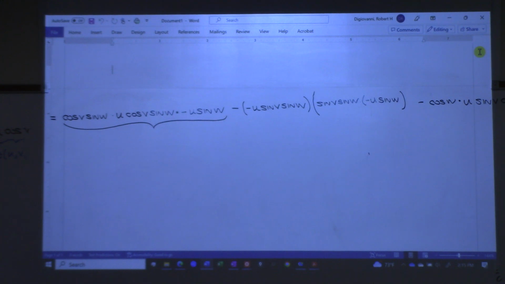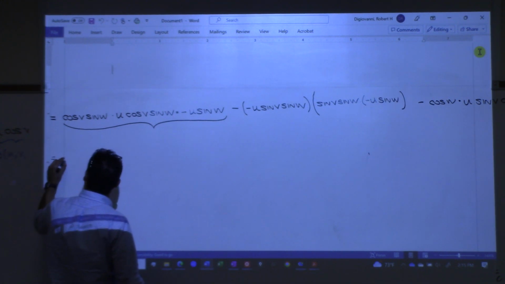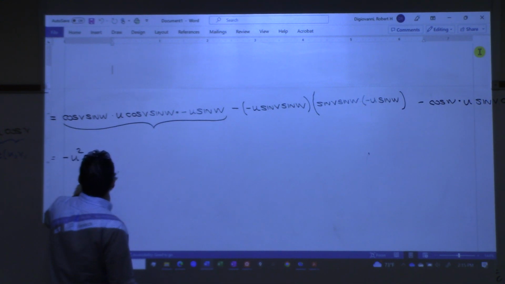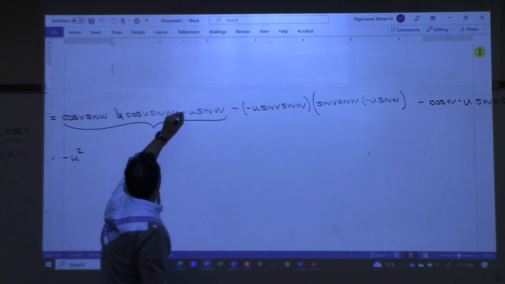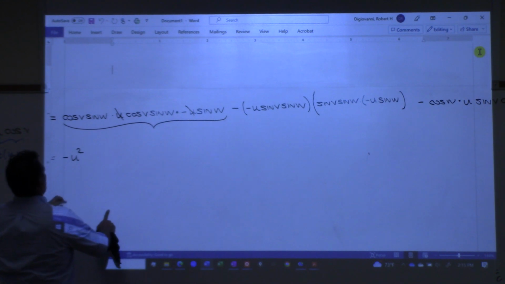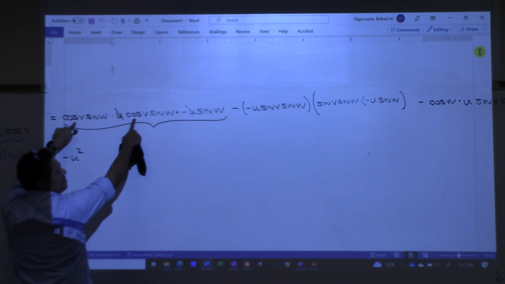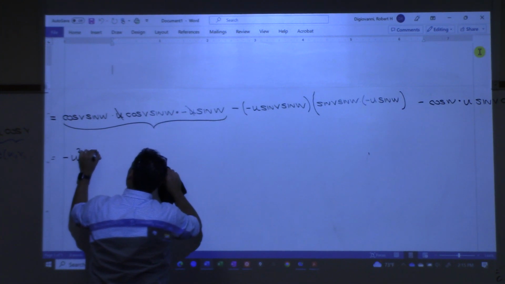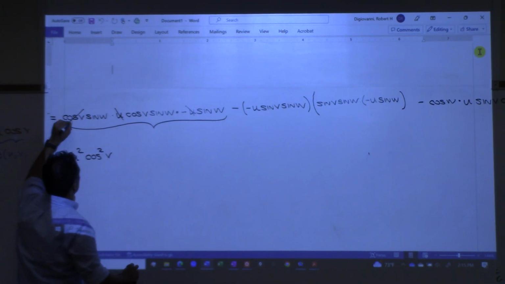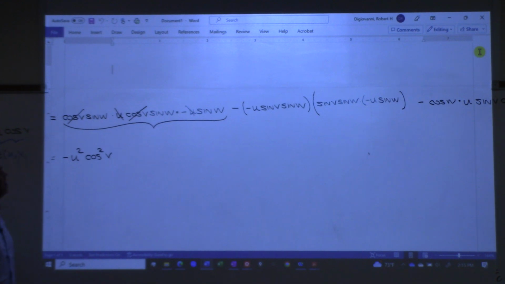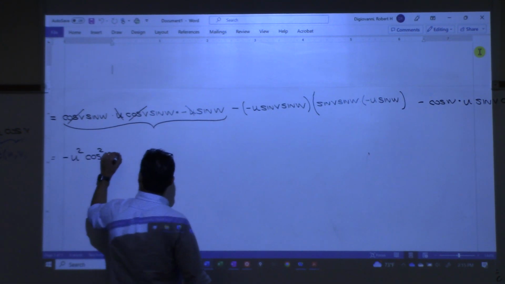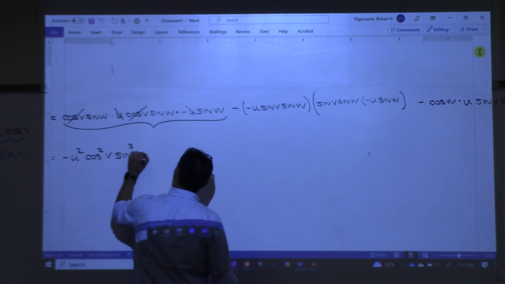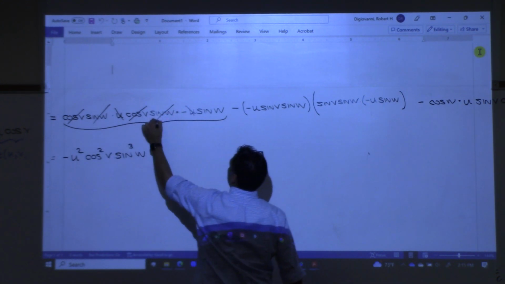So when I put all those together, let me do the u's first. I get a negative u squared. Right? I've got negative u squared. Those are gone. Okay, cosine v, so that's a cosine squared v. Gone, gone. Sine w, sine w, sine w. Sine cubed. Okay, I'm done with this first piece.